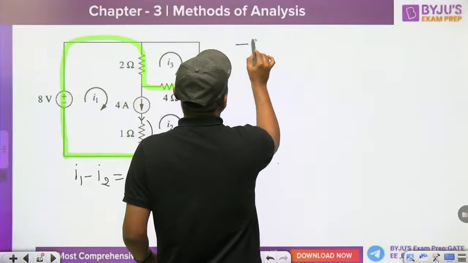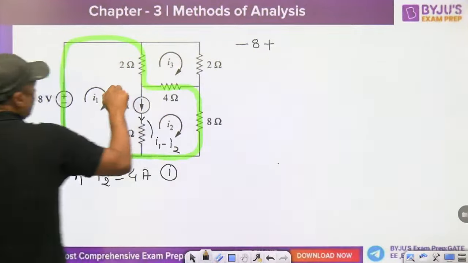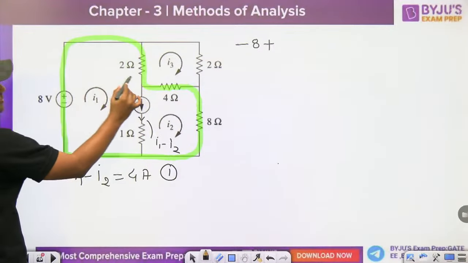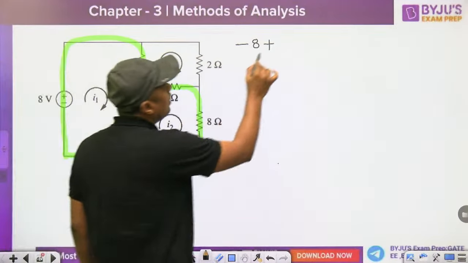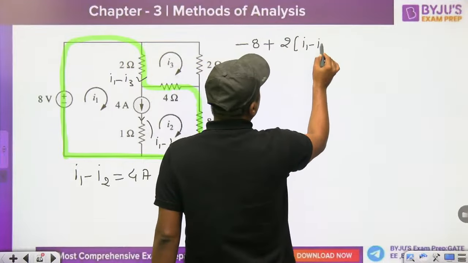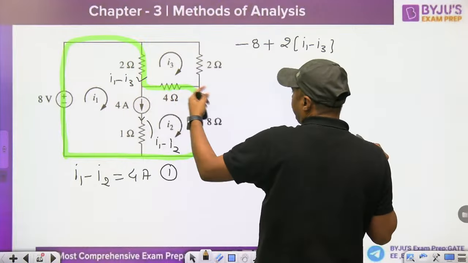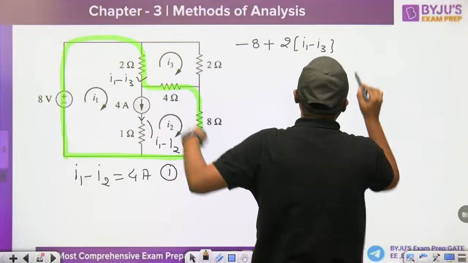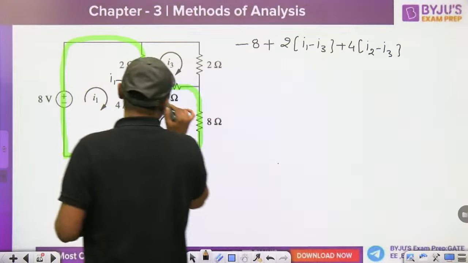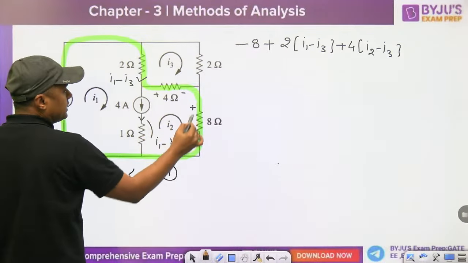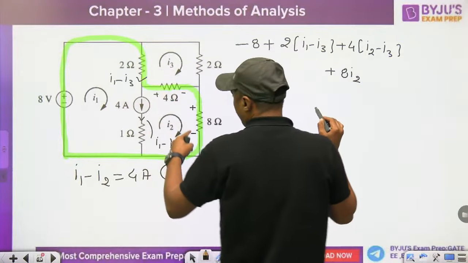This is -8 plus, what is this? I1 in downward direction, I3 in upward direction. So what is the current in this branch? I1 minus I3. That's why you will write 2 times of I1 minus I3. Then here, I2 is in left to right direction and I3 in the opposite direction. That's why you will write 4 times of I2 minus I3. We are moving in this direction, plus minus. Then 8 times of I2 and then finished.